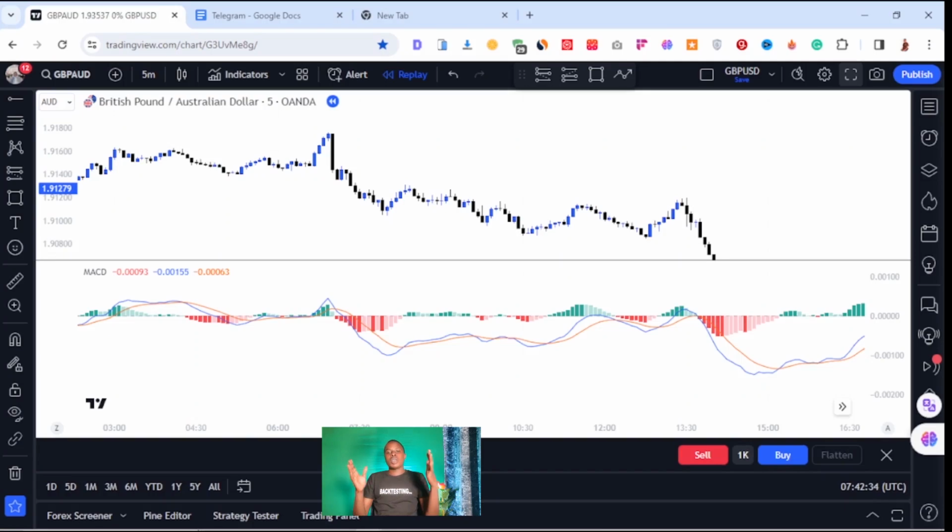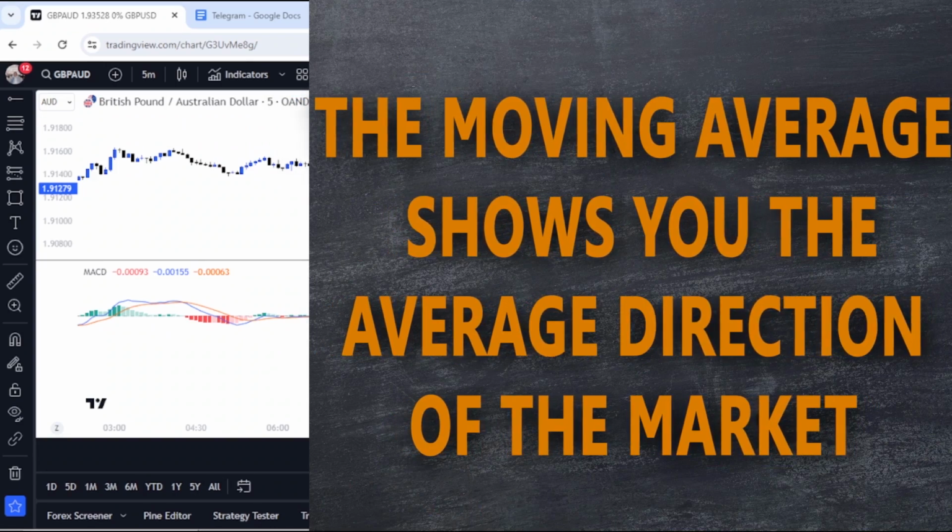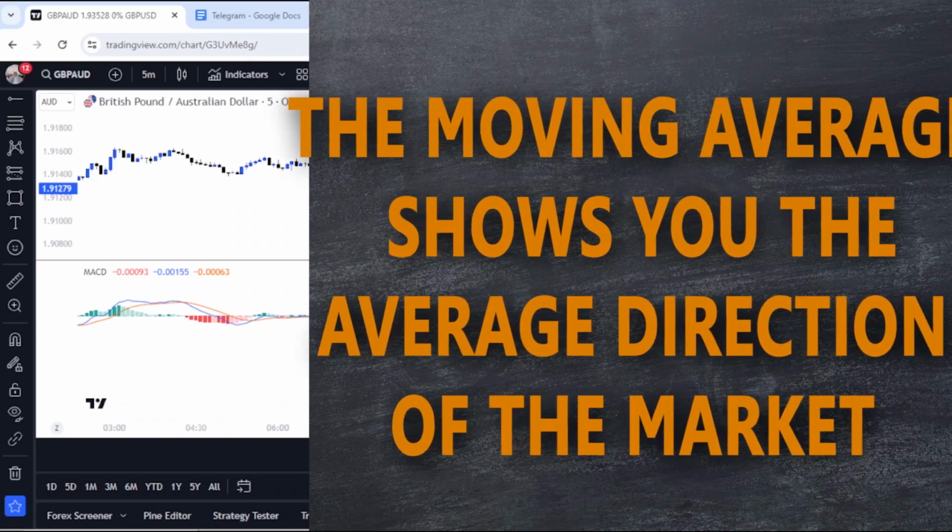I always say, if you want to make money in the market, the first thing that you want to do when you open your charts or when you start analyzing any instrument is to start by knowing the trend of the market. And there are different ways to find the trend of the market. One of the easiest ways is to use the moving averages. So the moving average shows you the average direction of the market.